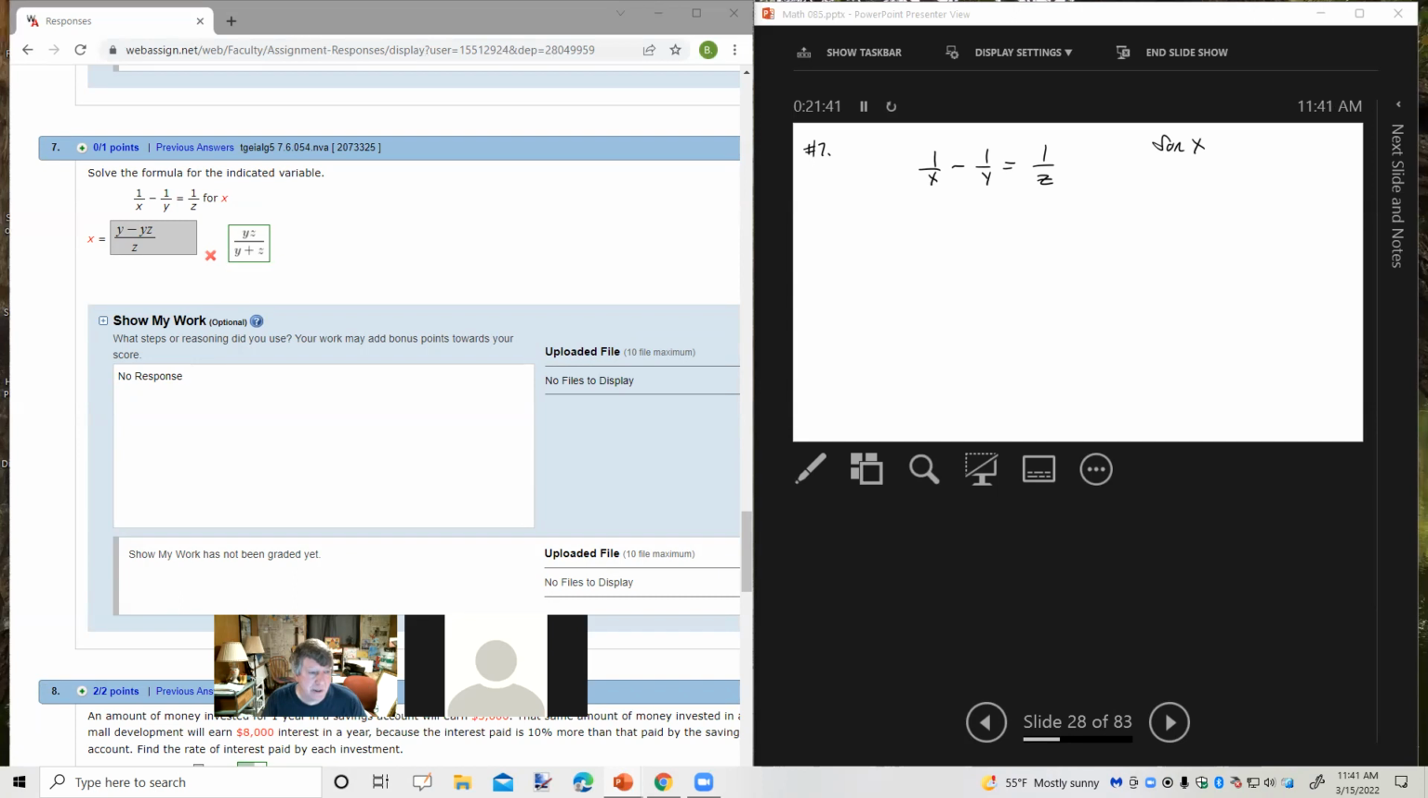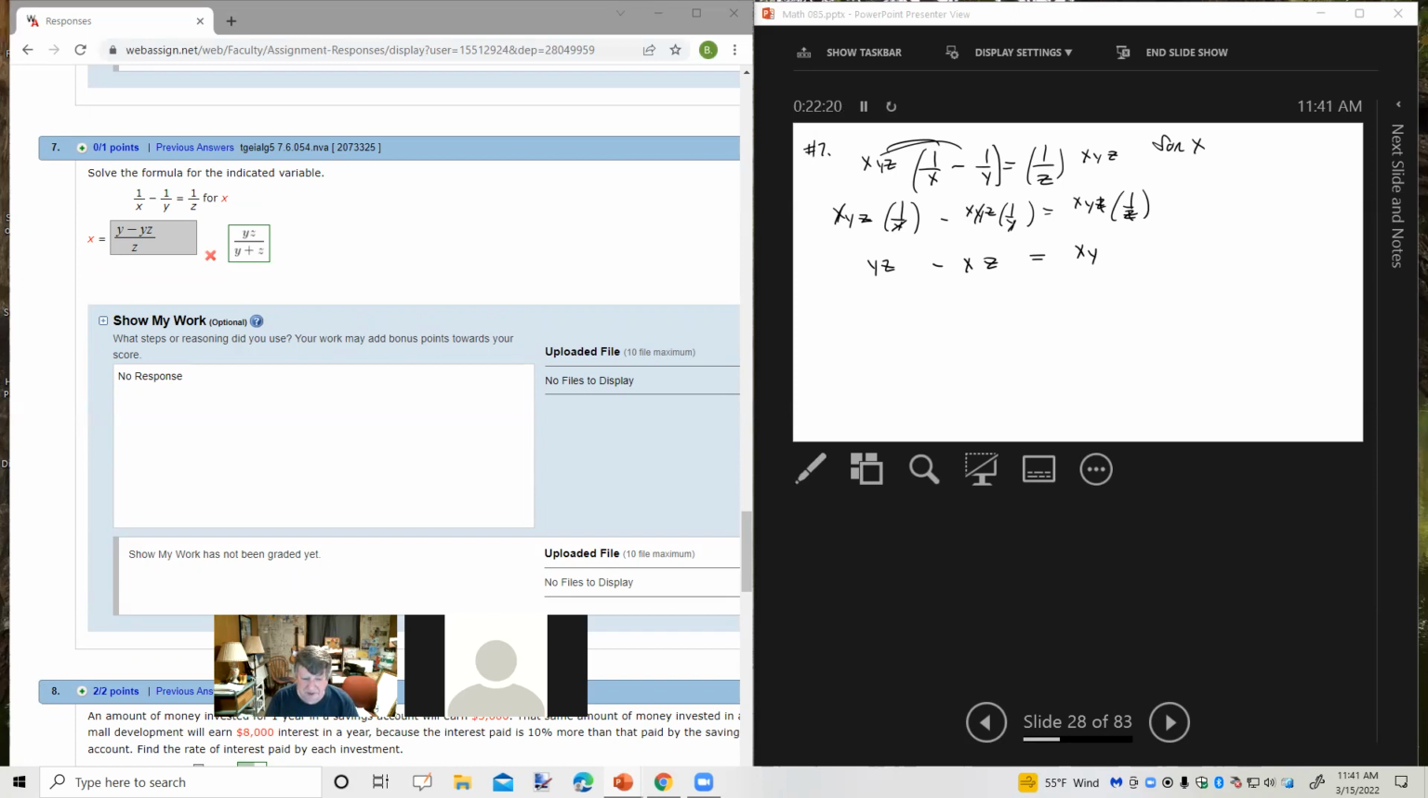Well, x is in the denominator. I need to get it in the numerator. I'm going to multiply both sides by the LCD, which is xyz. Little poem there. Okay. Distributing xyz times 1 over x minus xyz times 1 over y equals xyz times 1 over z. xyz times 1 over x, the x is reduced and we have yz, minus xyz times 1 over y, the y is reduced and we have minus xz, equals xyz times 1 over z, the z is reduced, so we've got xy.